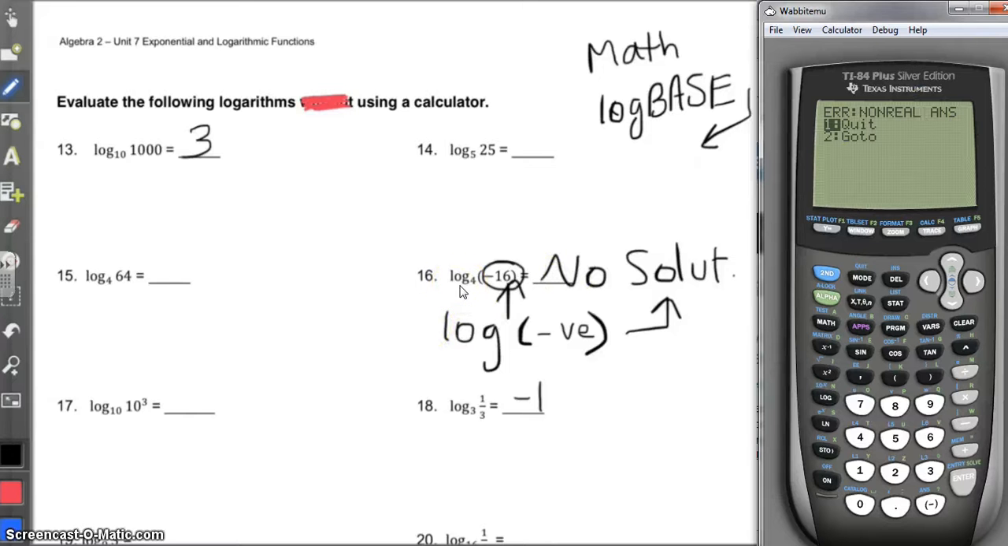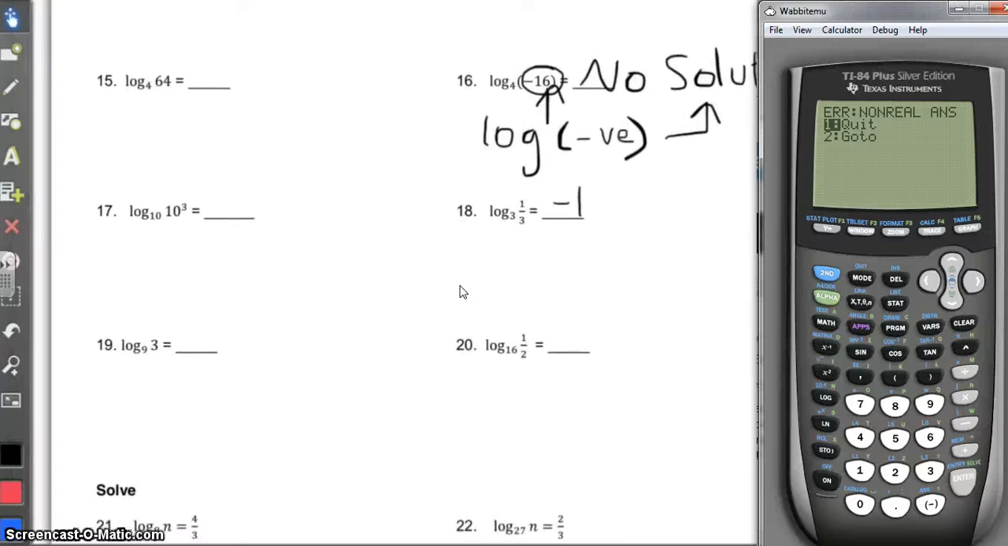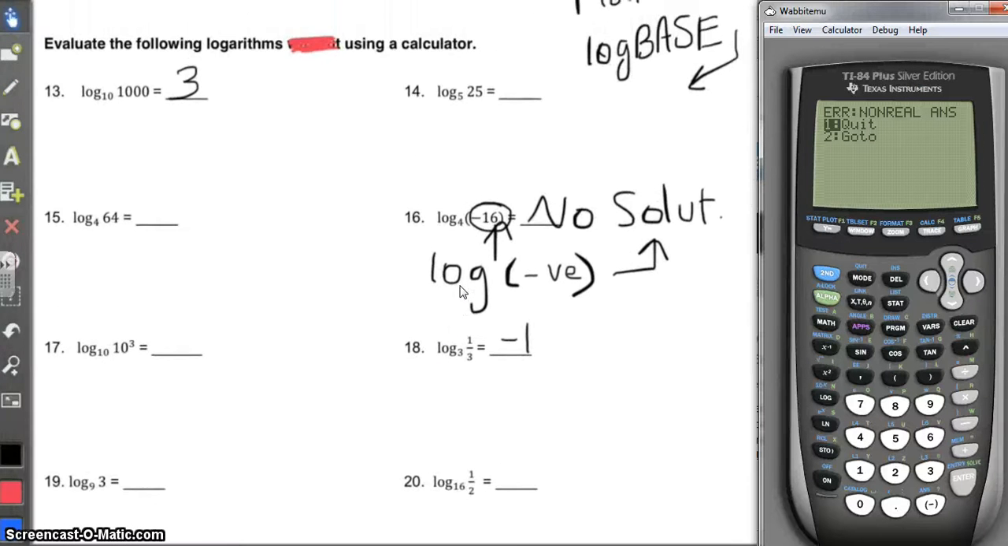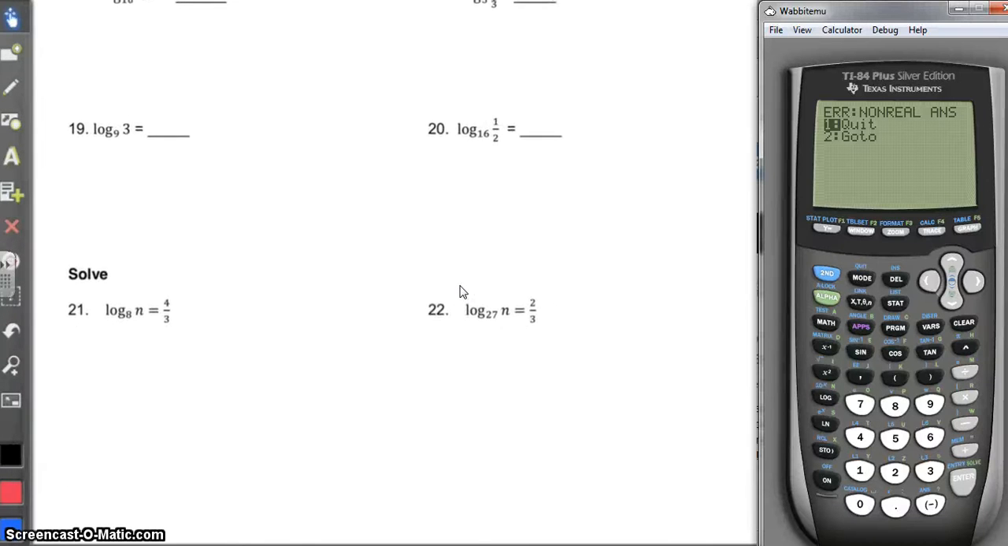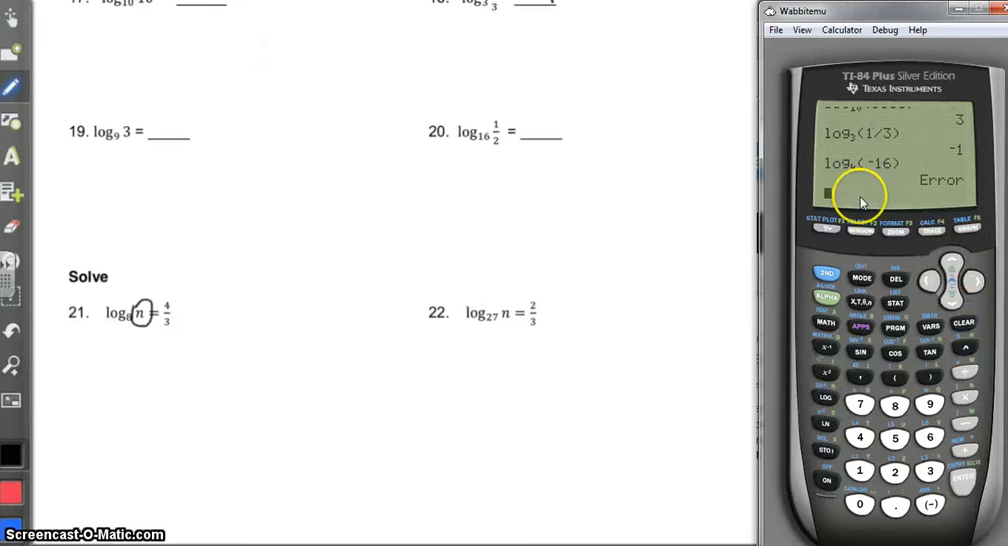Now let's move on to other questions. So I think you get the idea for 13 through 20. Now let's move on to 21 and 22. As you can see in this case, I do not know what the n is. So if I try to do math and then go all the way down to log base, I don't have a number to enter over here. So every time you have an unknown inside the log, the first thing that you should do is try to change it to exponential. So let's write this down.